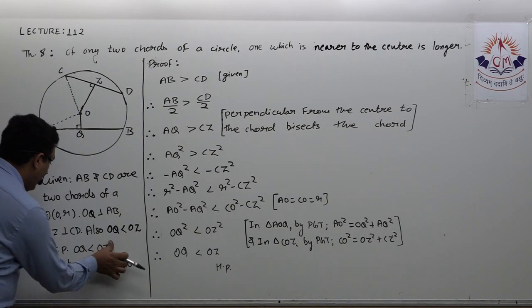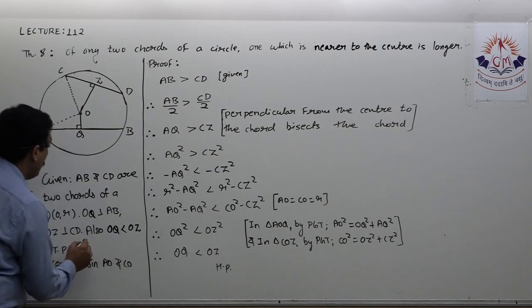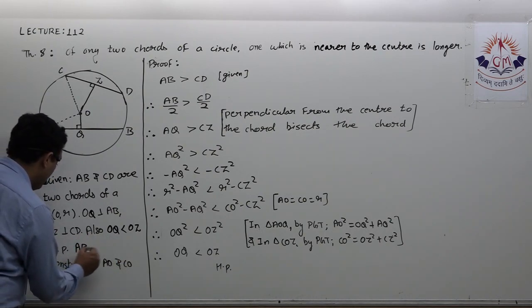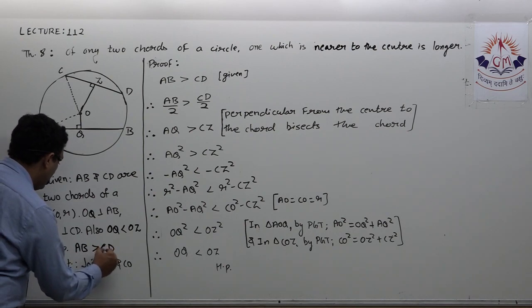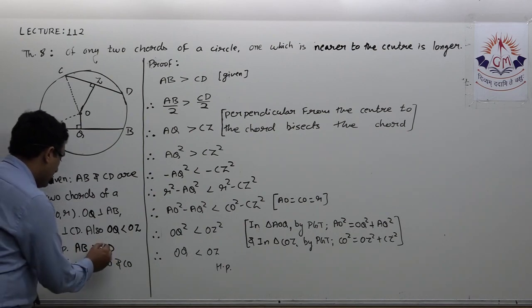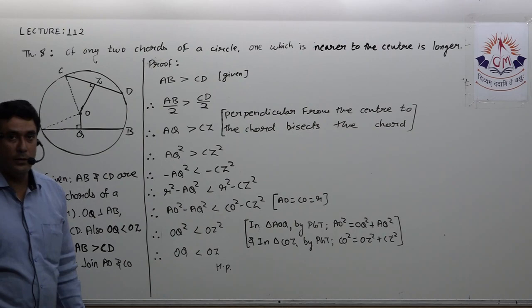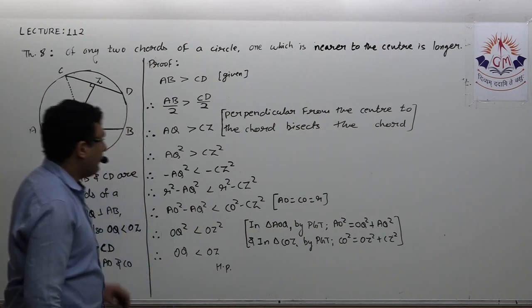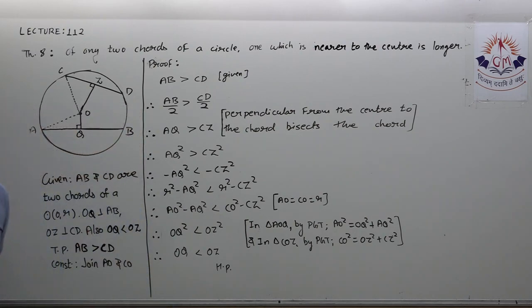That is given. And what we have to prove, AB is greater than CD. The construction remains the same, join AO and CO. Okay, so think for a while how you will prove this, then I will give you its proof.